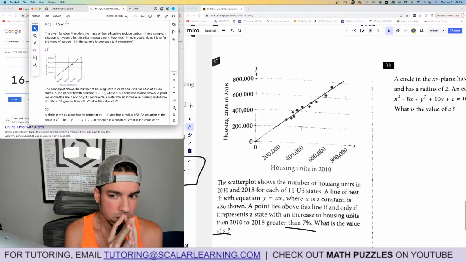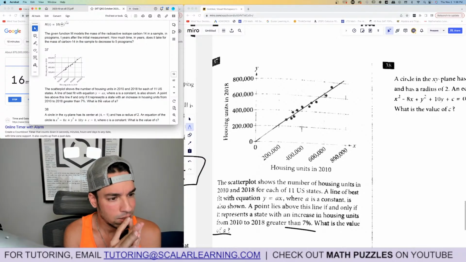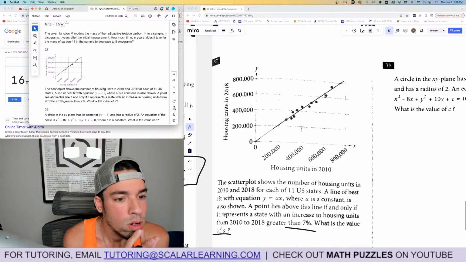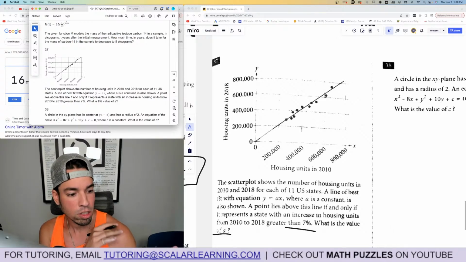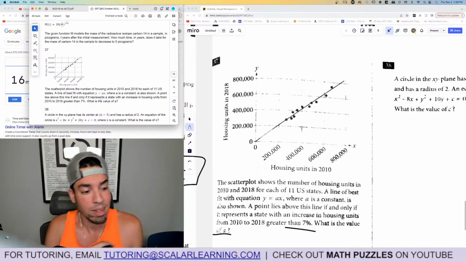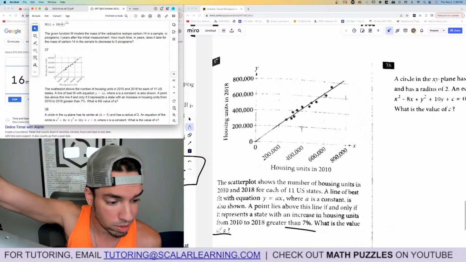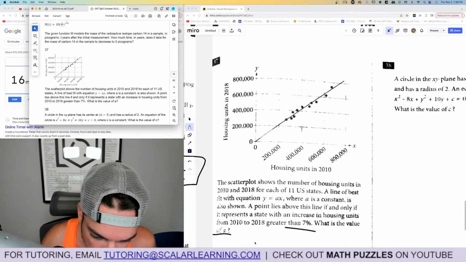11 states. How do I get that slope? What is it? And does that 7%? Oh, I get it. So basically, the slope should be 1.07 because that's a 7% increase. A is 1.07. All right, let me show you what I mean.